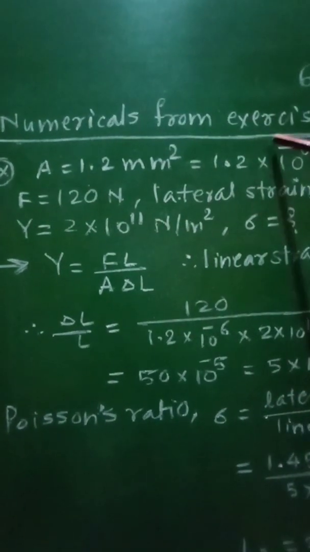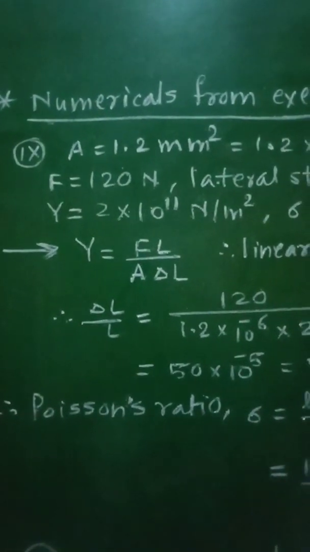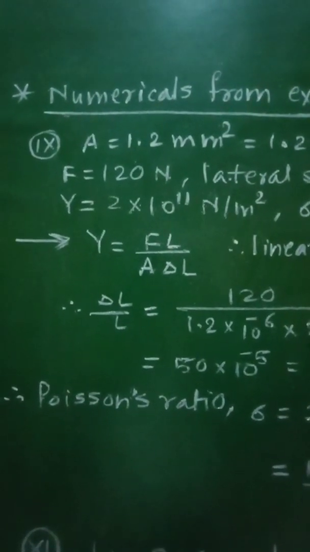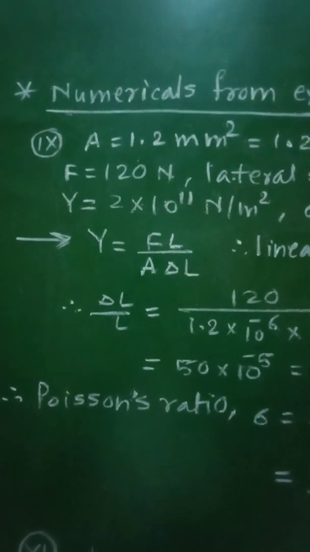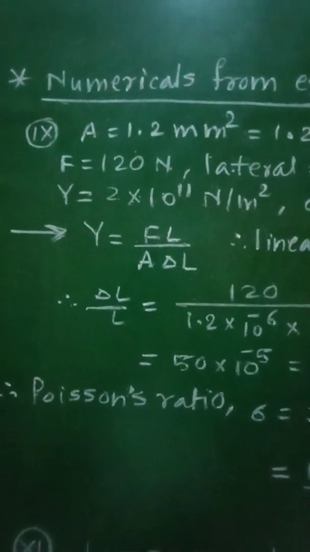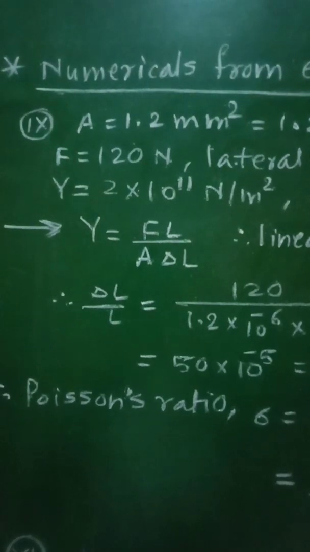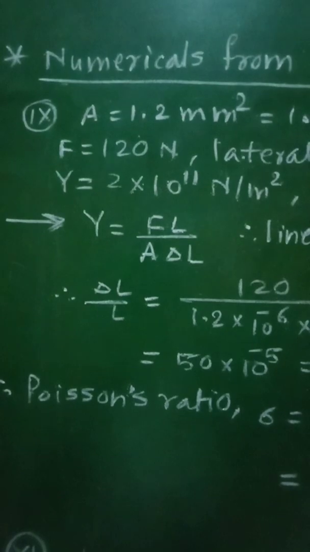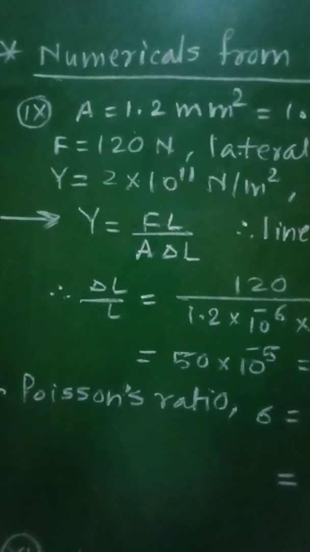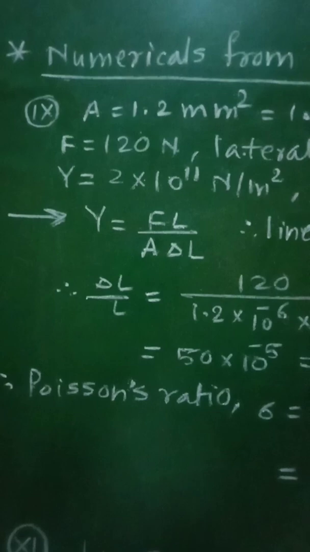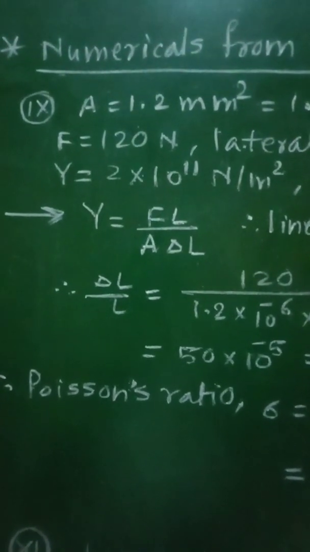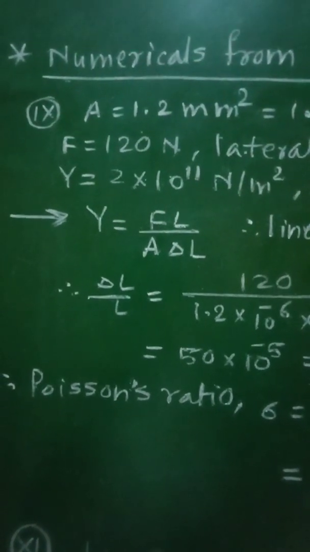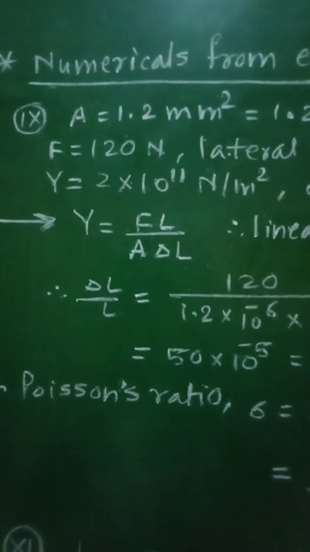Let us see numerical number 9, which is given as: a steel wire having cross-sectional area 1.2 mm square is stretched by a force of 120 Newton. If a lateral strain of 0.1455 mm is produced in the wire, calculate Poisson's ratio given that Y for steel is equal to 2 into 10 raised to 11 Newton per meter square.